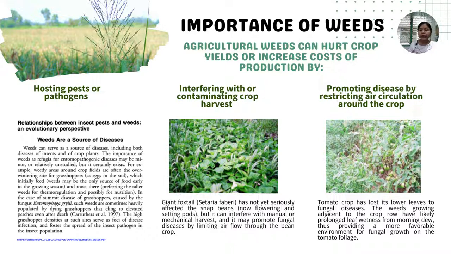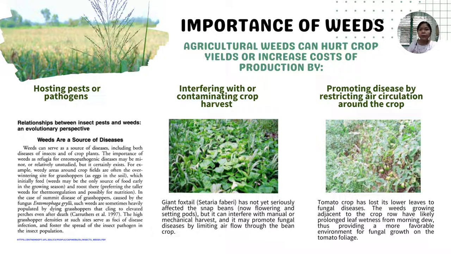The second point for this slide is that weeds interfere with or contaminate the crop harvest. We have here giant foxtail, or Setaria, which has not yet seriously affected the snap beans. The snap beans in this picture are already flowering and setting pods. But the presence of this foxtail could interfere with either manual or mechanical harvest. And it could also promote fungal diseases because it limits airflow through the bean crop. With limited airflow, fungi thrive.